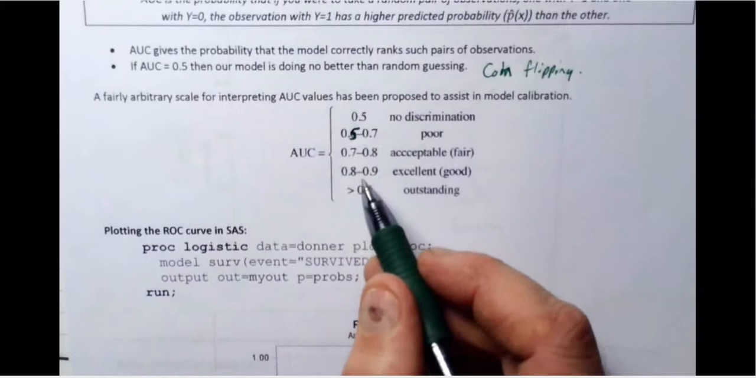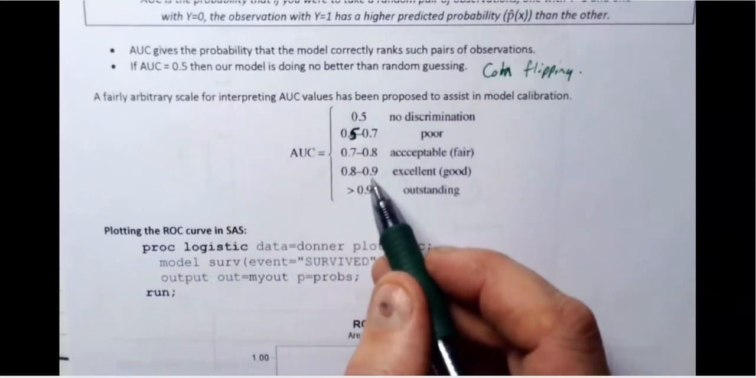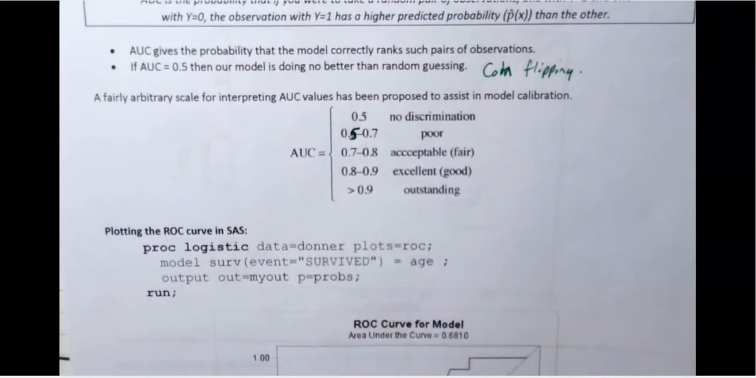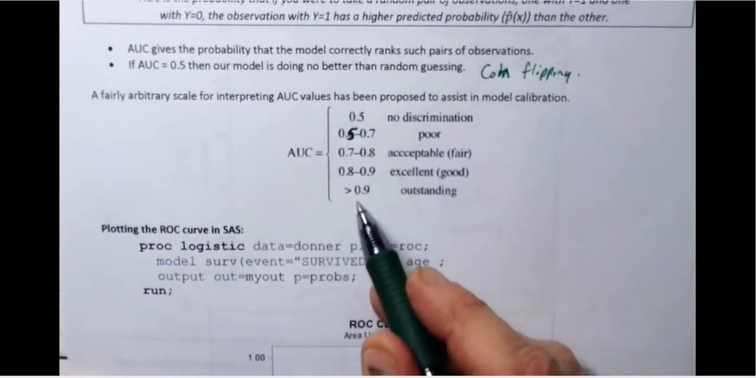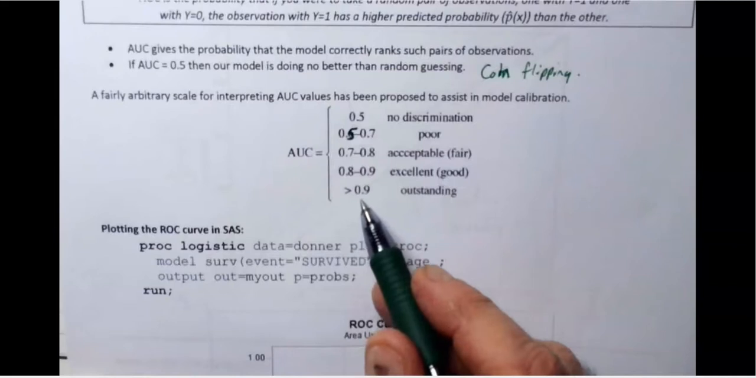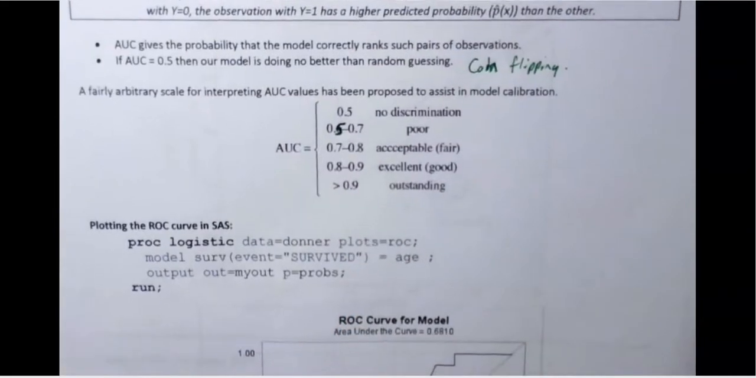We'd really like to see areas under the curve of 0.8 to 0.9. That means we're getting pretty close to that upper left-hand corner of the curve. And if we're greater than 0.9, that's a really good model. That means we're really close to that upper left. So again, we're looking for areas under the curve, ideally greater than 0.9, more realistically between 0.8 and 0.9.